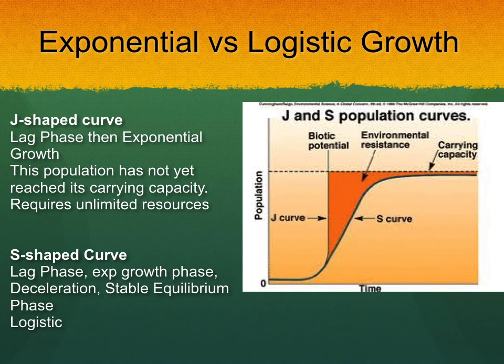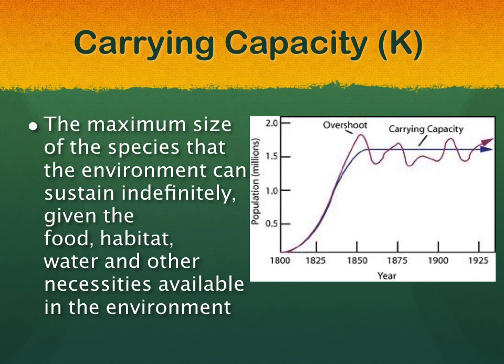Some important things to note from this graph. One is the carrying capacity, which we're going to talk about right now. So carrying capacity here is the maximum size of a species that an environment can sustain indefinitely, given the food, habitat, and water and other necessities that are available from the environment.